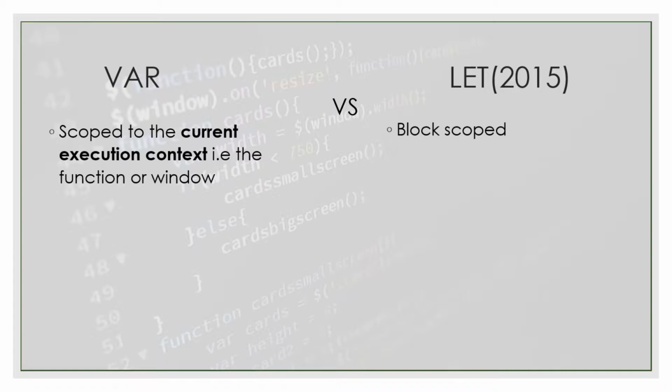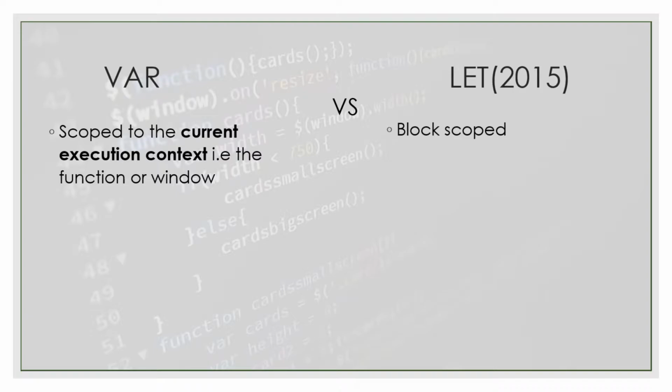The scope of the var variable is always the current execution context. That means it is scoped either to the function or to the window object, whereas let is always block scoped.